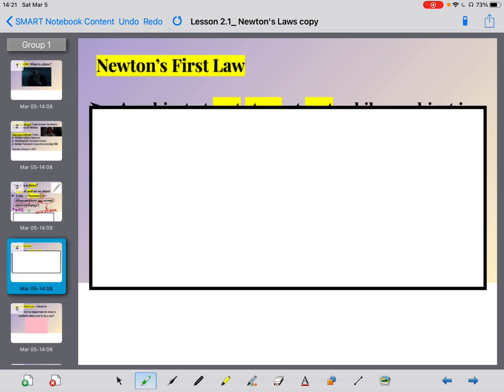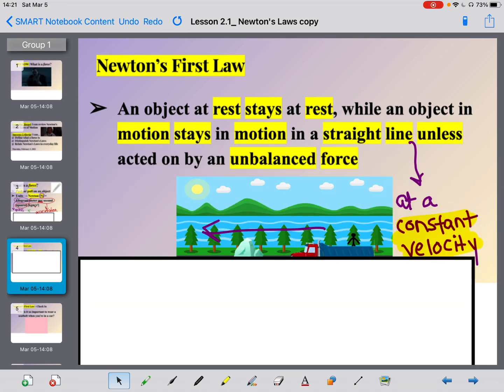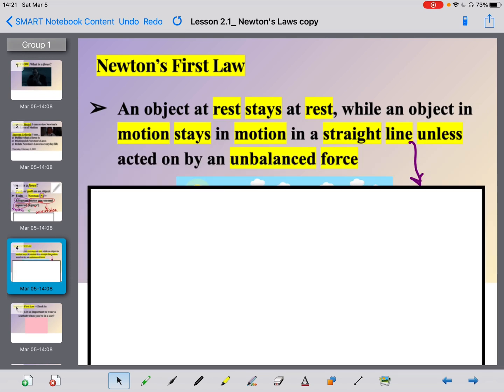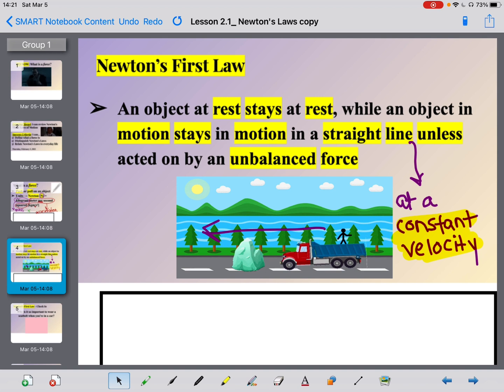So, Newton's first law. All right, so you've probably heard the first part, but the second part is definitely going to be new. There are two main pieces that have to be included. An object at rest stays at rest while an object in motion stays in motion in a straight line at constant velocity, which is not written in, so I wrote it in there, unless acted on by an unbalanced force. Okay, this is a pretty big deal.